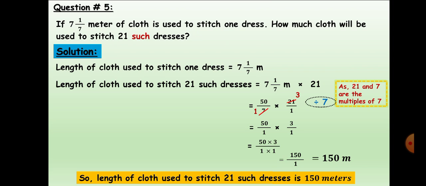So multiply the numerator with numerator, denominator with denominator. You're going to get 150 over 1 equals 150 meters. The total length of cloth used to stitch 21 such dresses is 150 meters.